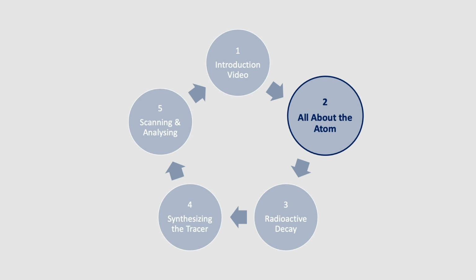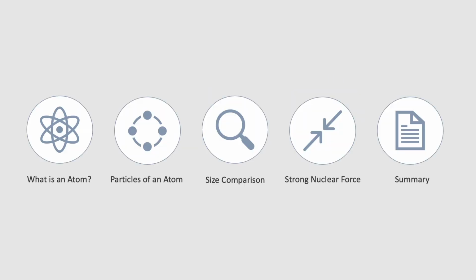Today, we will learn all about the atom. We'll start with the most important characteristics of an atom. Next, we'll discuss the different particles an atom is made up of. Then I'll show you a size comparison to give you an idea of the atom's true size. Afterwards, we'll briefly discuss the strong nuclear force. Finally, we'll summarize the most important concepts we talked about, the ones you should keep in mind.